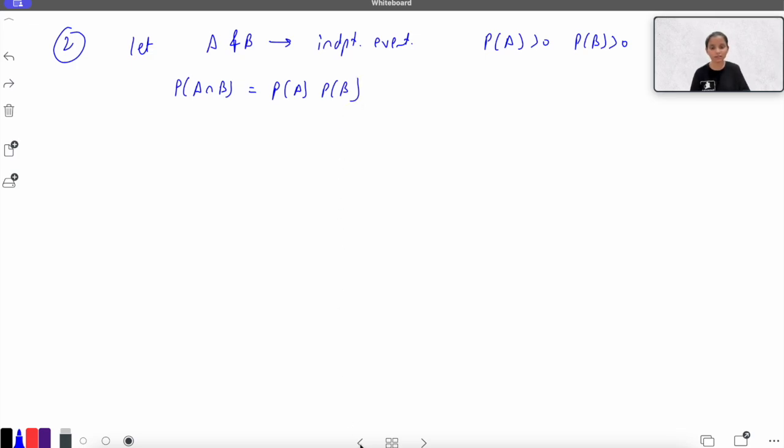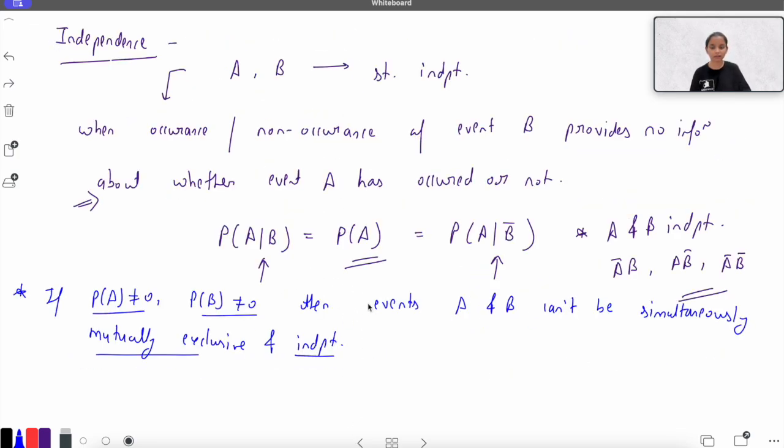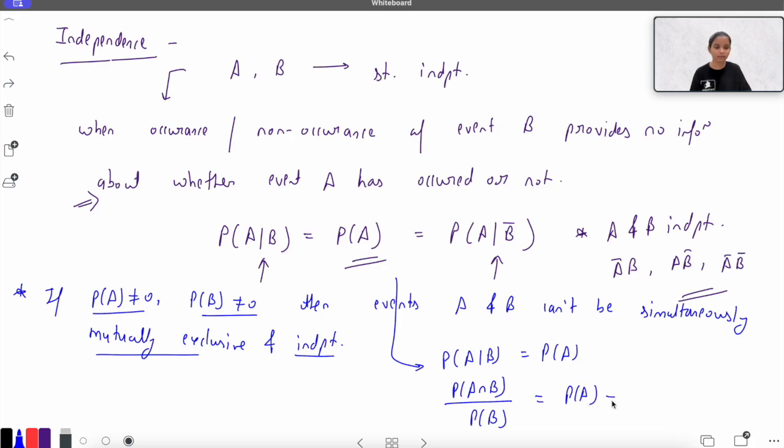How can we say this? You can say it here. Because see it here. Whenever you are saying probability of A given B is equal to probability of A, now expand this thing. That is probability of A intersection B upon probability of B, which is equal to probability of A. So from this we are getting the result that the probability of A intersection B is equal to probability of A into probability of B.